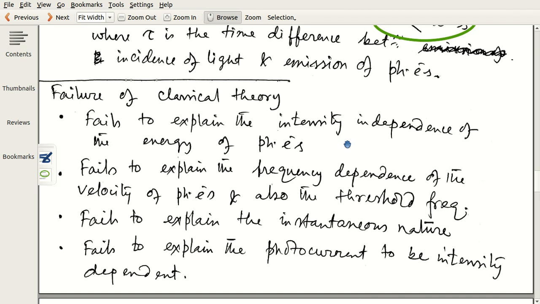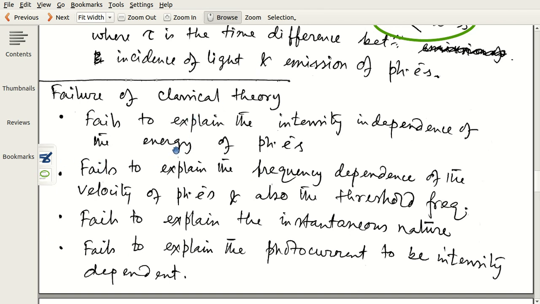But this explanation did not work in case of the photoelectric effect, because say yellow light is not capable of ejecting any electron from the surface. Now you are putting more yellow light, intense yellow light, and still there will be no photocurrent, and this is unexplainable through classical theory.